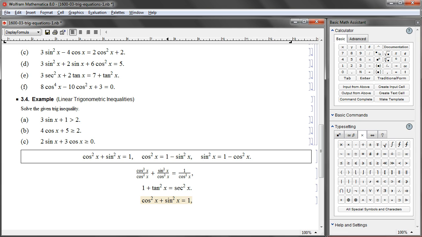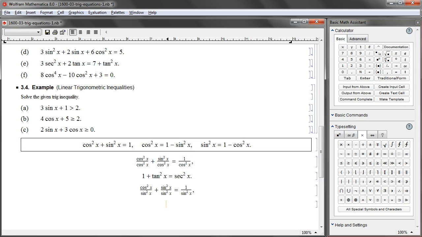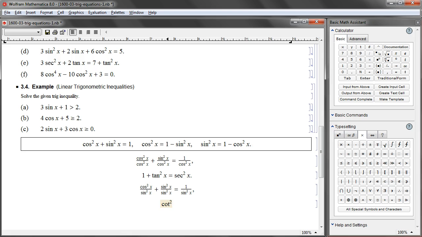Here, divide everything by sine squared. Divide this one again by sine squared of x. Oops. And then this one by sine squared of x. Okay, if I do that, what do you get? We have cosine over sine. That's cotangent, isn't it? And we need to square it. Sine over sine is 1, and 1 over sine is cosecant.